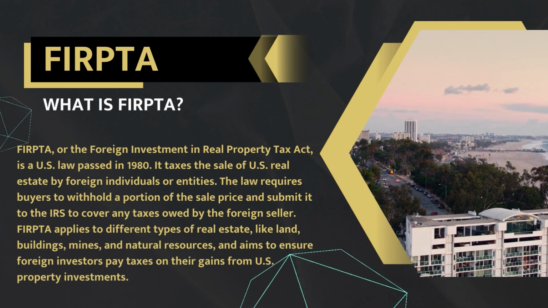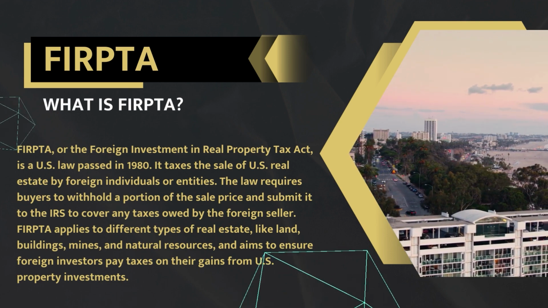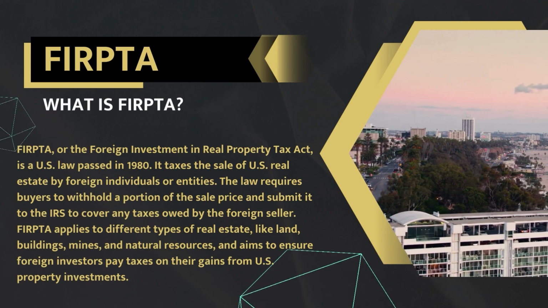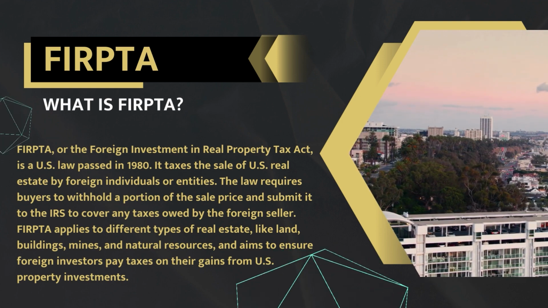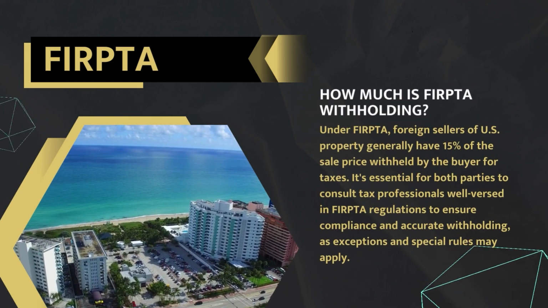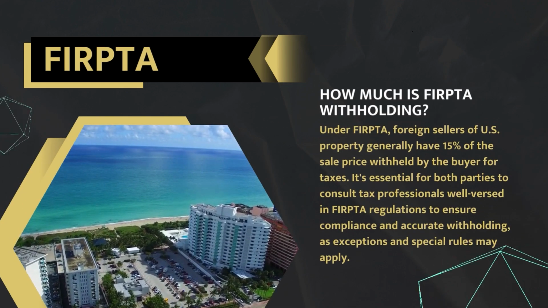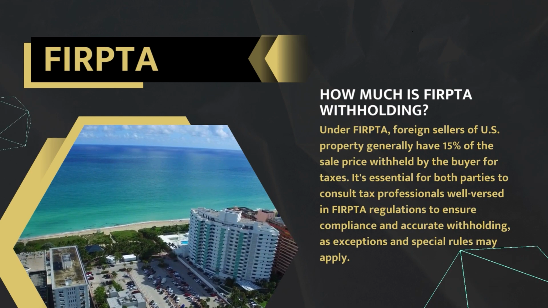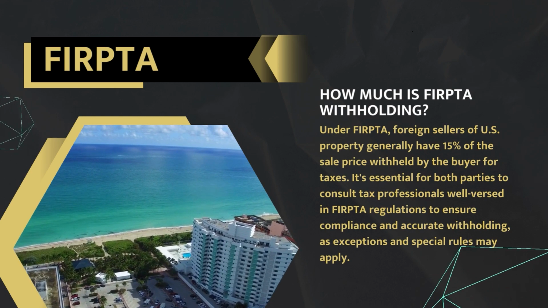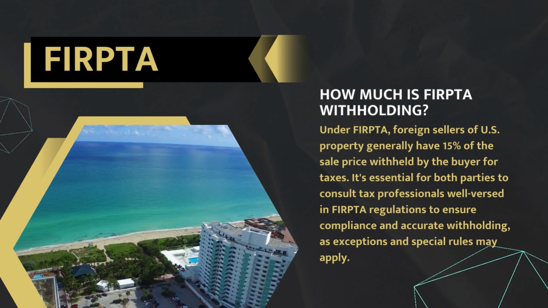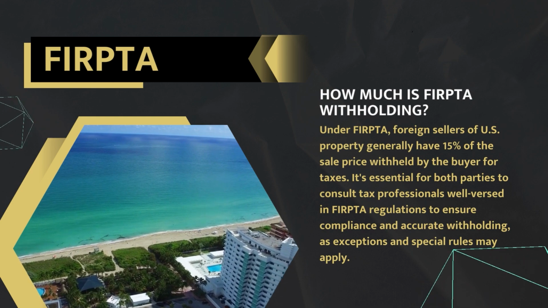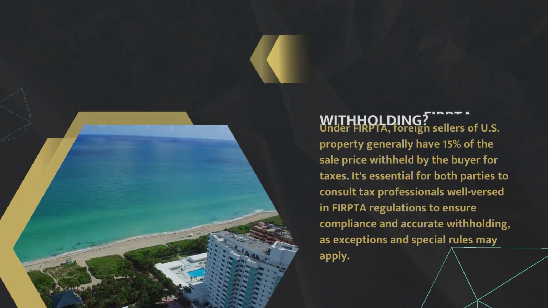FIRPTA applies to different types of real estate, like land, buildings, mines, and natural resources, and aims to ensure foreign investors pay taxes on their gains from U.S. property investments. Under FIRPTA, foreign sellers of U.S. property generally have 15% of the sale price withheld by the buyer for taxes. It's essential for both parties to consult tax professionals well-versed in FIRPTA regulations to ensure compliance and accurate withholding, as exceptions and special rules may apply.